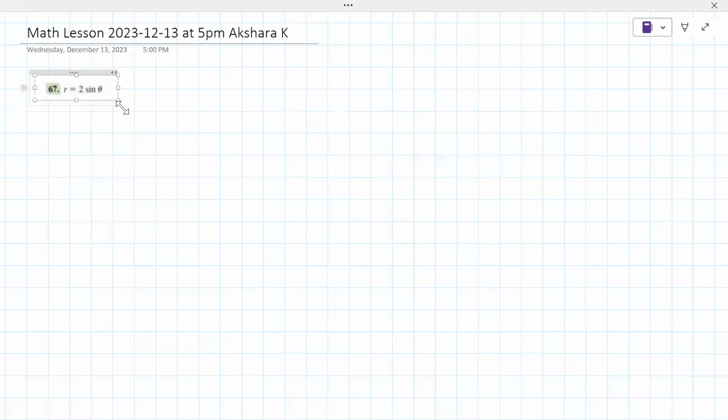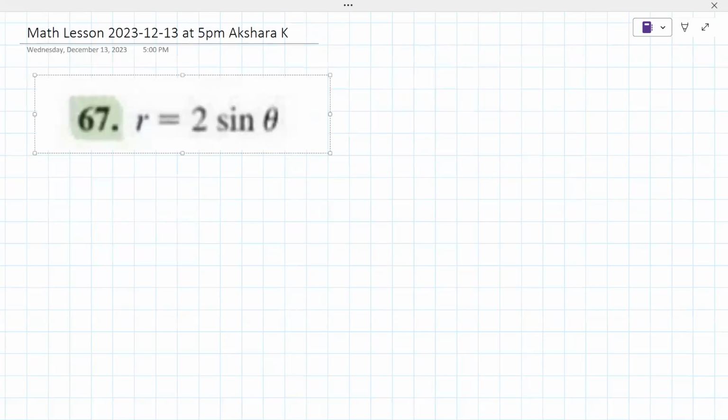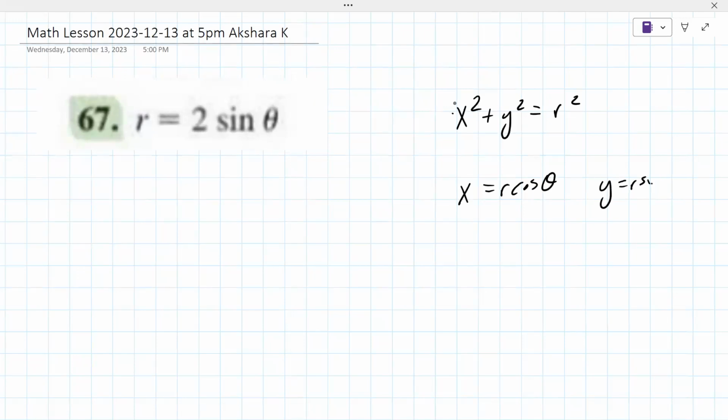67: r equals 2 sine theta. So you know that x squared plus y squared equals r squared. And you know that x equals r cosine theta and y equals r sine theta, and tangent of theta is y over x. This is kind of all you have to go off of when you're working through this. Would you agree? Yeah. Okay. So this one, I mean, they're all fairly messy. Like you could solve sine theta is y over r.